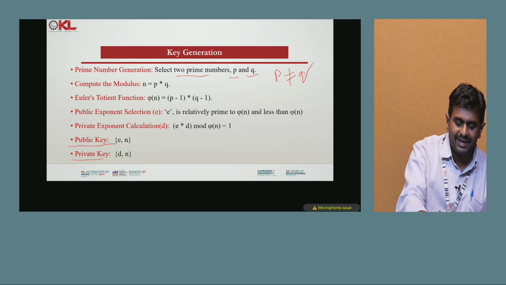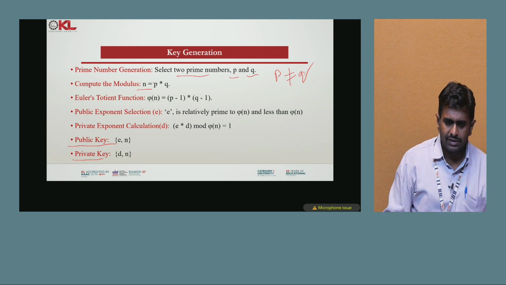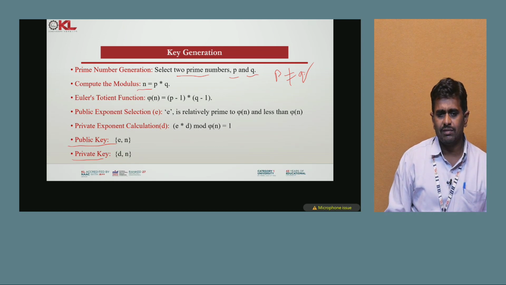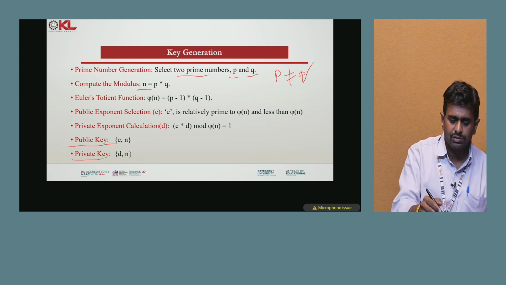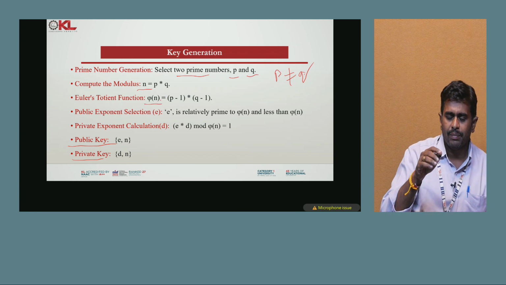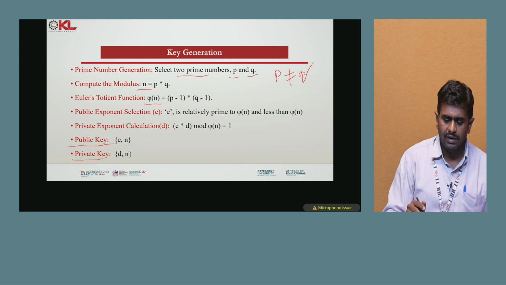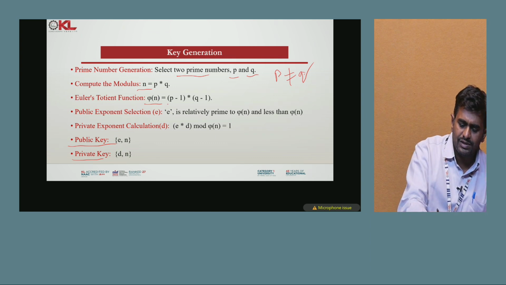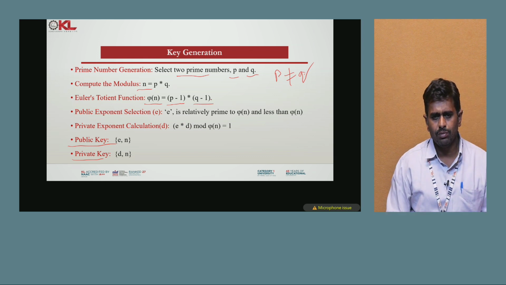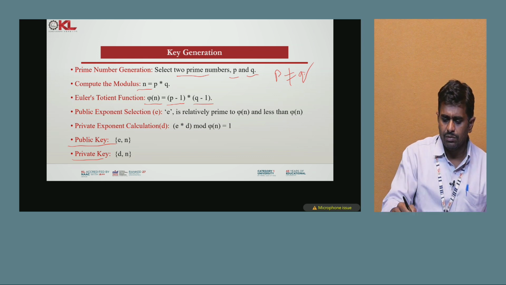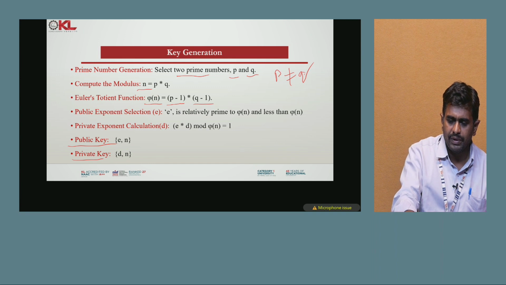Now compute the modulus value: n equals P into Q. Next, based on Euler's totient function, you need to find the phi(n) value. The totient formula is (p minus 1) into (q minus 1), right? Up to now we have found the p value, q value, n and phi(n).